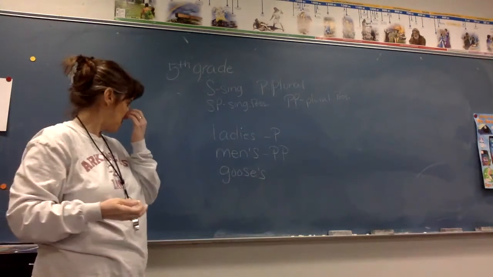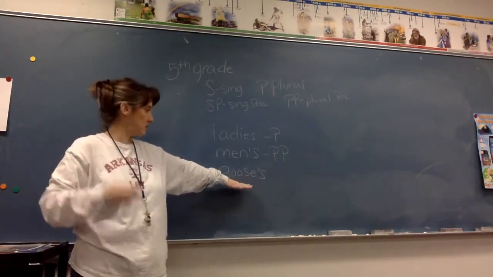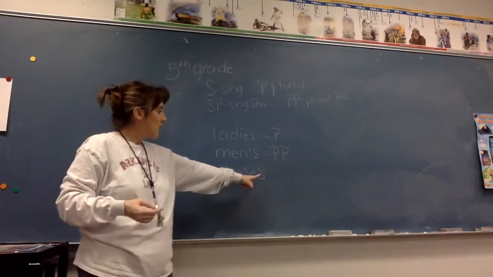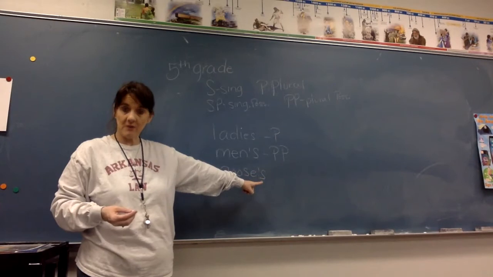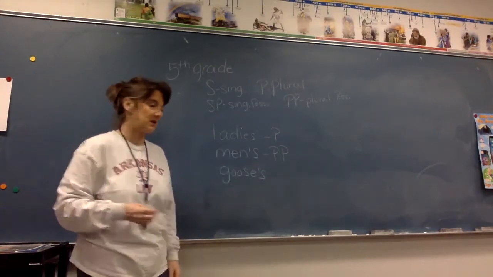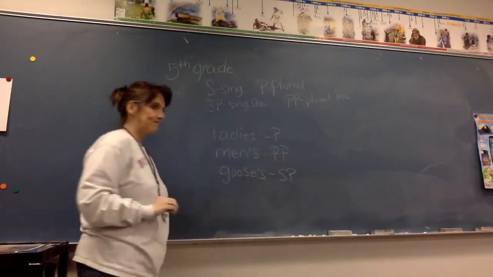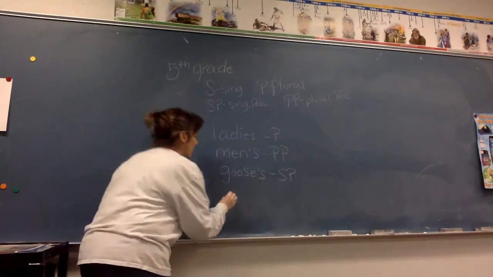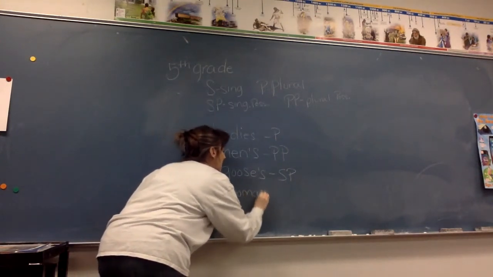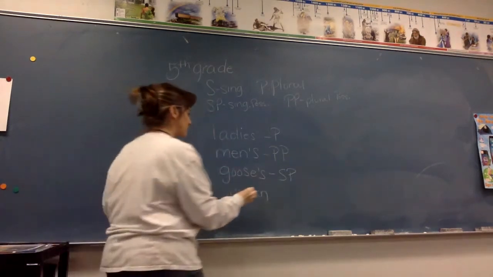Goose's. Goose is singular. One goose. The goose tried to peck my foot. Okay? But it has an apostrophe S. This lets you know it is singular and it is possessive. So this one would be SP. And then woman. One woman. Okay, that's just singular.